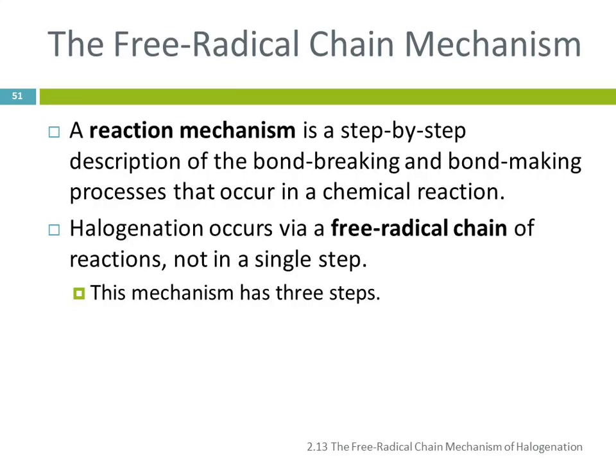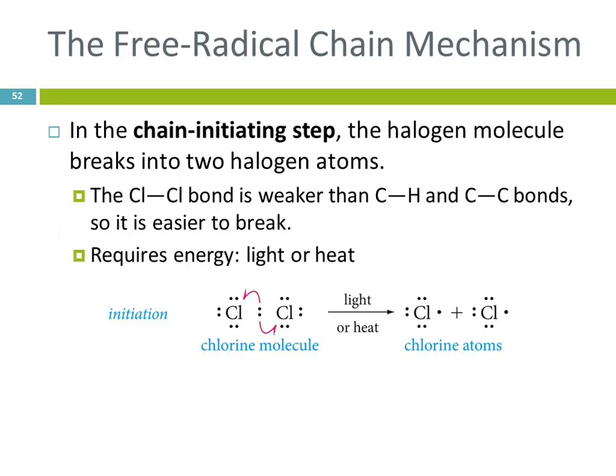So we will be talking about mechanisms, and what we mean by reaction mechanism is just a step-by-step description of which bonds are breaking and which bonds are being made that occurs in a particular chemical reaction. So halogenation occurs via what's called a free radical chain of reactions. It's not a single step, but there's actually multiple steps, 3 steps. So this mechanism has 3 steps.